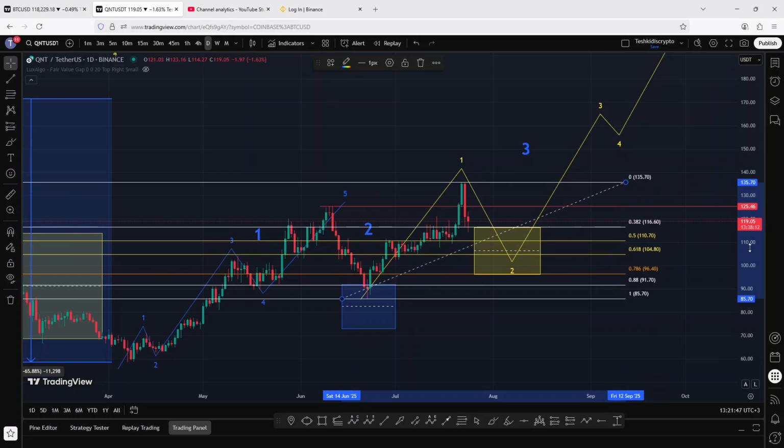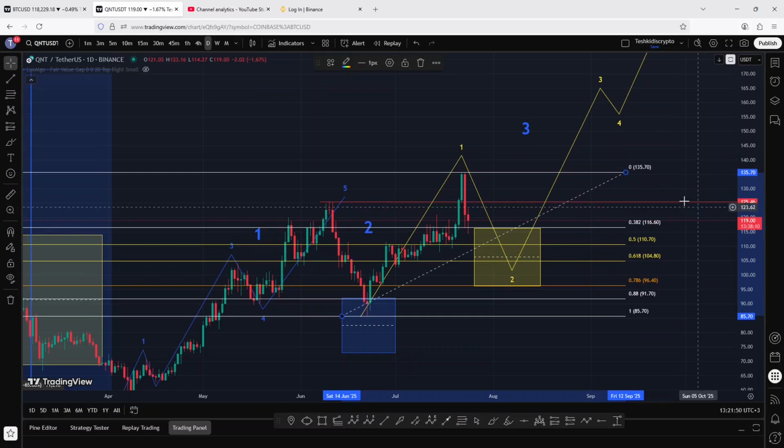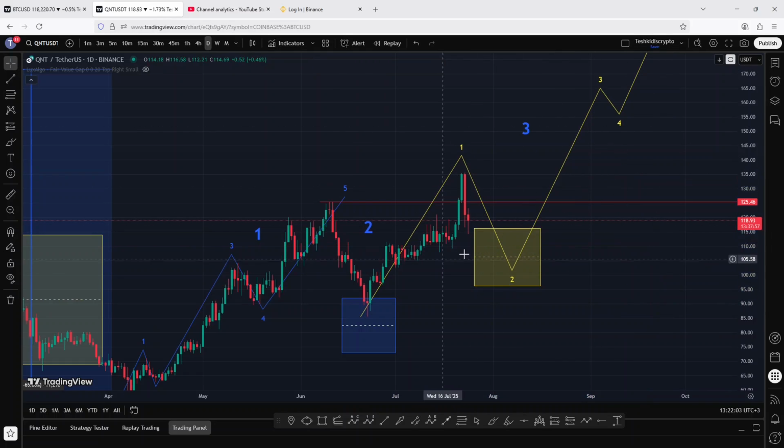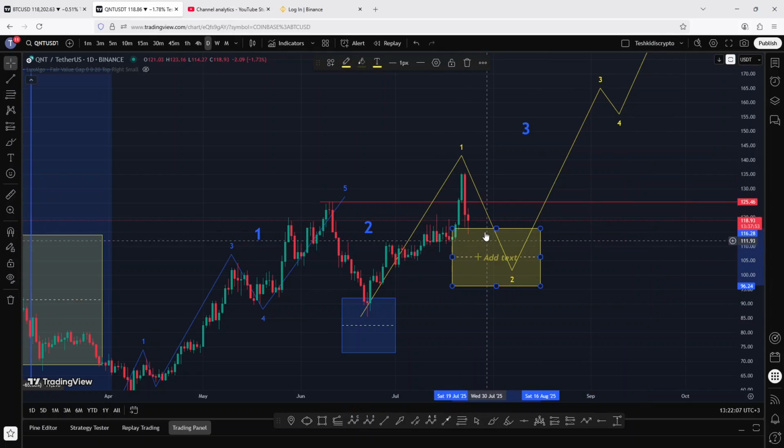And in so doing, the area that you need to pay attention to lies between the fib level 0.382 and the 0.786, and that is between the 116.6 mark and the 96.4 mark, which is that yellow target area. You can see that we have seen a pullback into that target area, and QNT is now reacting on the upper side of that target area.